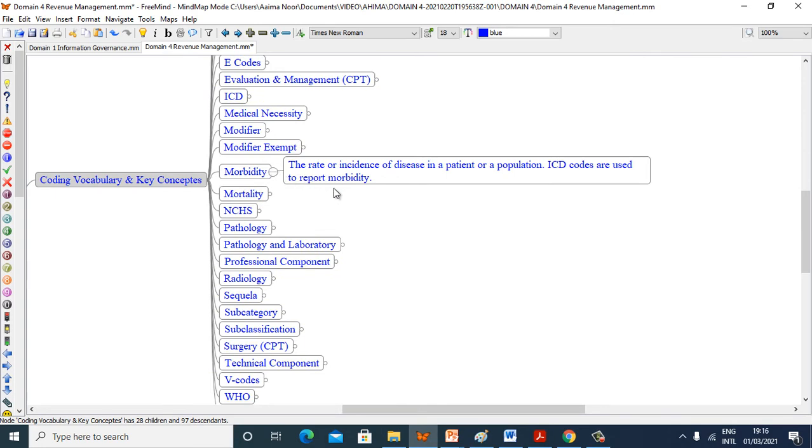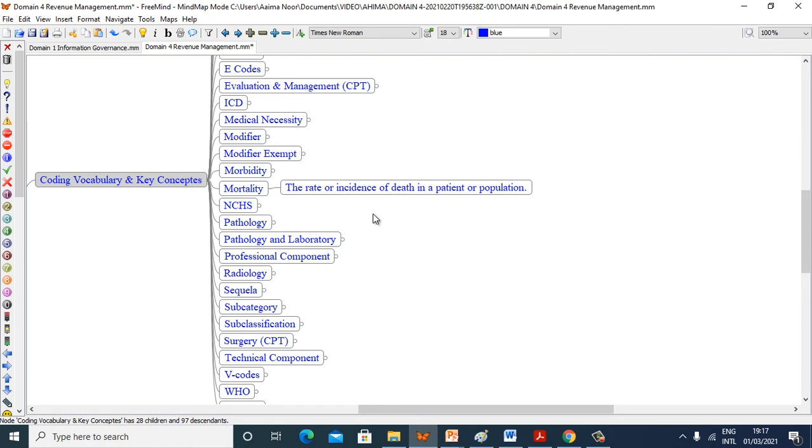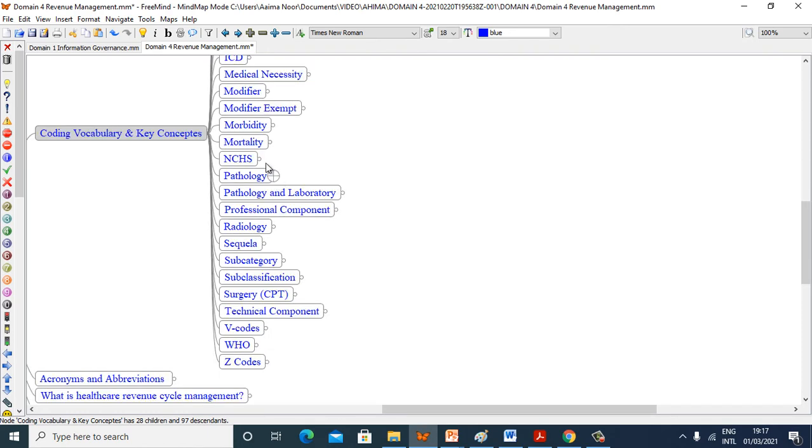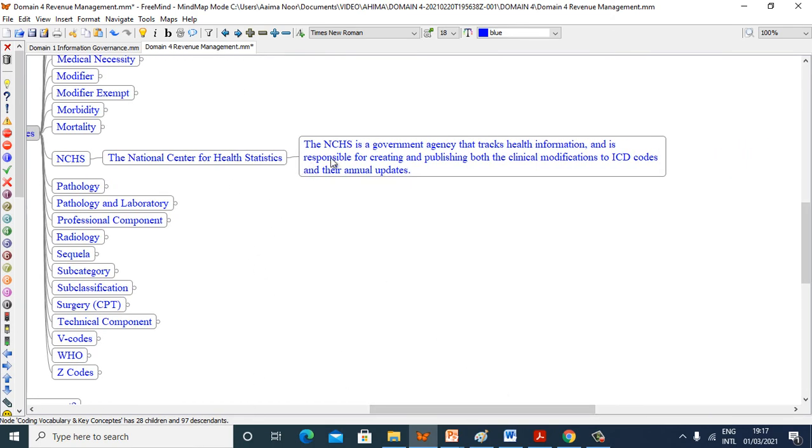Morbidity. The rate or incidence of disease in a patient or a population. ICD codes are used to report morbidity. Mortality. The rate or incidence of death in a patient or population. NCHS. The National Center for Health Statistics. The NCHS is a government agency that tracks health information and is responsible for creating and publishing both the clinical modification to ICD codes and their annual updates.